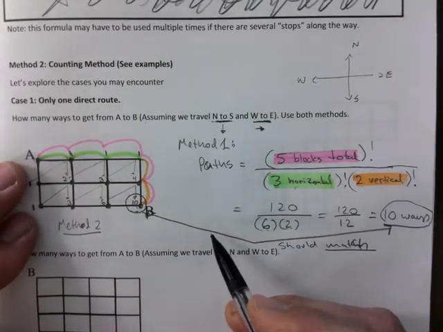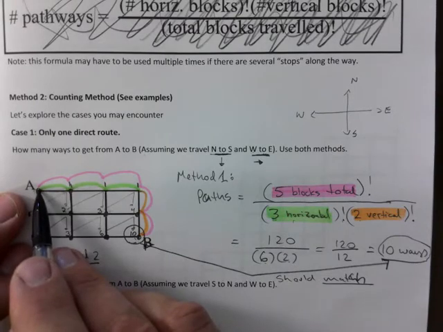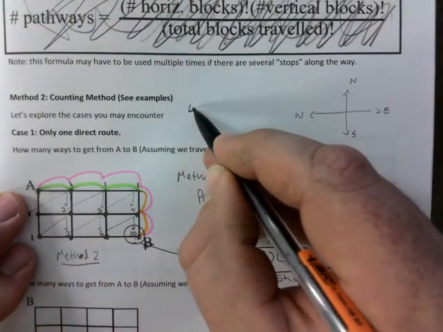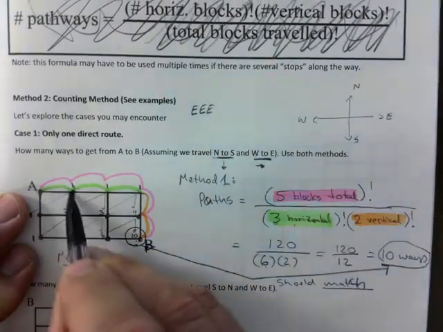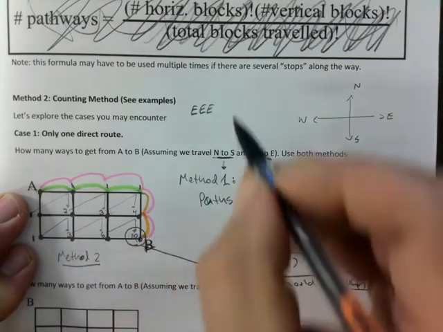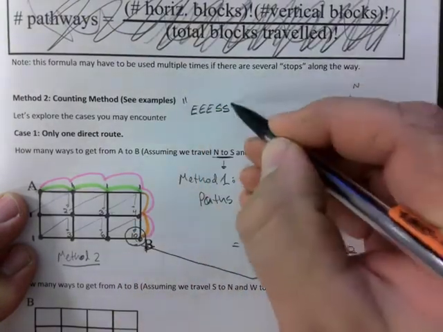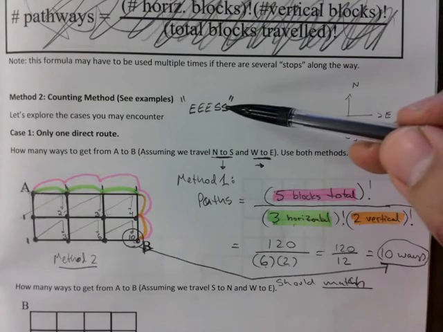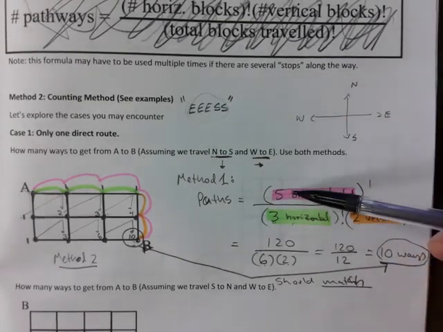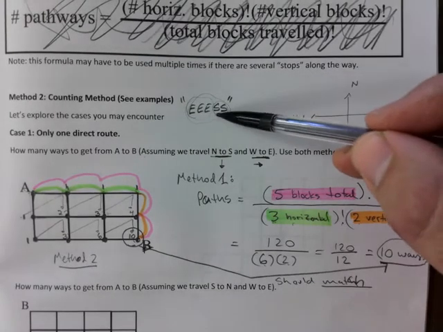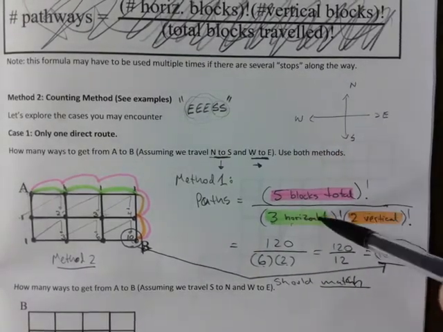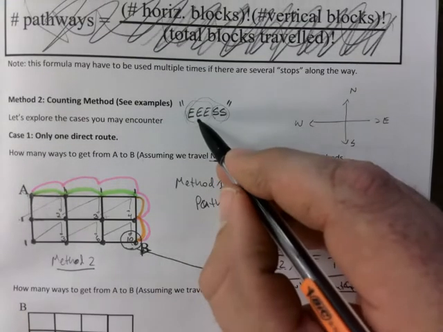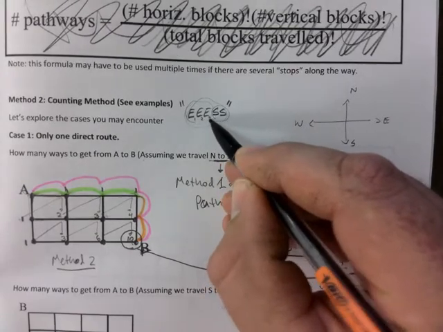If you think about it, let's go back to words. If you're going from A to B, how many steps would you go east? You would go E, E, E, right? And how many steps would you go south? 2, right? So if I asked you to arrange the letters in this word, there are how many letters total? 5, right? But you notice that there are 3 E's and 2 S's, and so you divide that out.